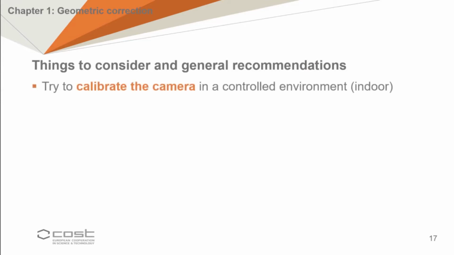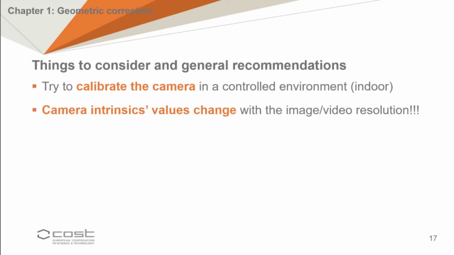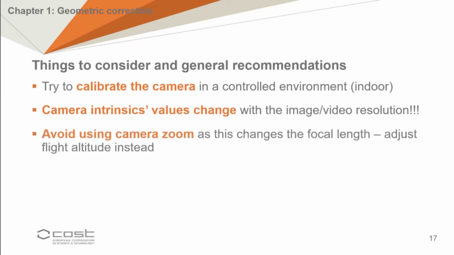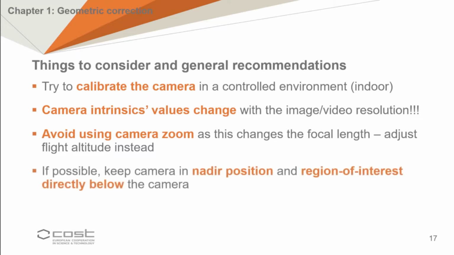First one is that you should try to perform the calibration in a controlled environment in order to eliminate any external factors. You should be aware that the camera intrinsics will change with the image resolution, so you should use the same resolution during calibration and in the field, although there are some procedures that can circumvent this issue. You should also know that if you use zoom on your camera, you will effectively change the focal length and thus the intrinsics matrix. To minimize the perspective distortions, keep the camera in a nadir orientation if possible, and keep the region of interest in the center of the camera frame.